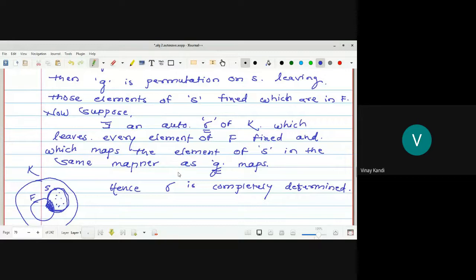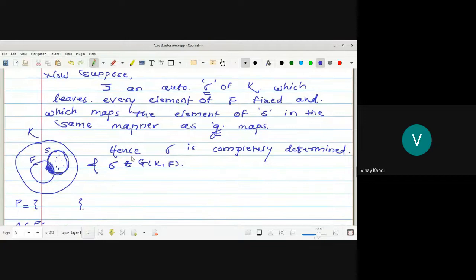There exists a sigma such that psi of sigma is equal to G. So hence sigma is completely determined. So this sigma belongs to what? G(K/F). Wait, this sigma belongs to G(K/F), and also the restriction of sigma to set S will be what?